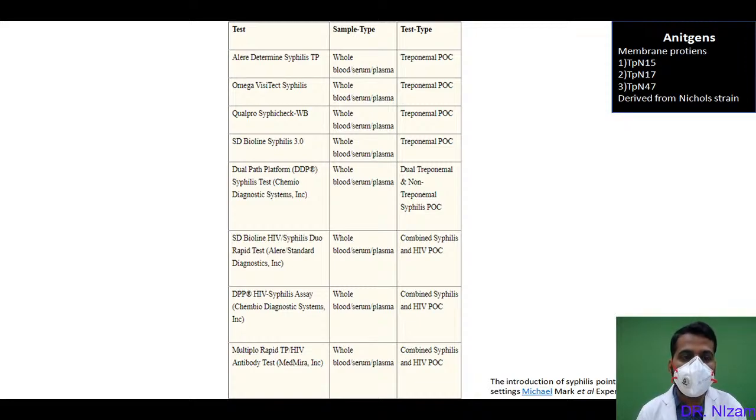WHO recommended: Alere Determine, Omega Visitect Syphilis, Bioline Syphilis, and then Dual Path, that is for dual treponemal and non-treponemal POC. Then SD Bioline, the rapid test, combined syphilis and HIV point of care test. And then we have DPP HIV Syphilis assay, that is combined HIV and syphilis POC. Then Multiplo Rapid Treponema pallidum HIV antibody test, that is combined syphilis and HIV POC. Here the antigens they have used are TpN15, TpN17 and TpN47, membrane proteins derived from the Nichols strain.